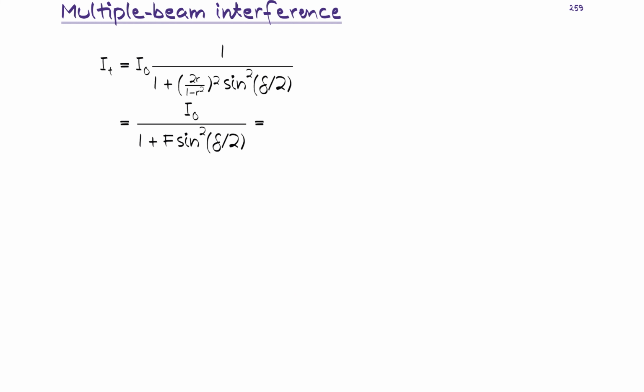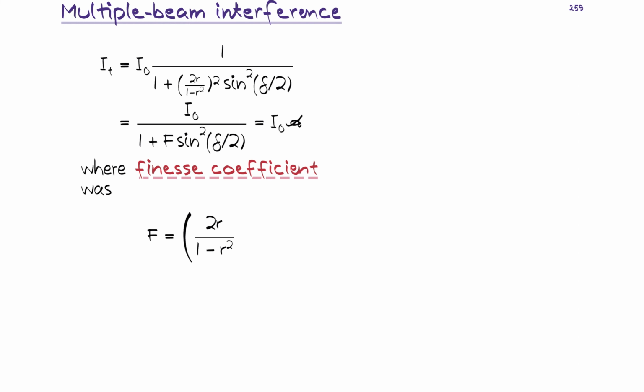So we have the transmitted irradiance, and this is of the form I already went through, so I do not re-explain myself. The only thing new here is that we have used F here, the finesse coefficient, inside here to simplify the equation. And the finesse coefficient, let me repeat, was defined like this. So it's the square of 2 times r divided by 1 minus r squared. And this r, of course, is the reflection coefficient associated with my thin film structure.